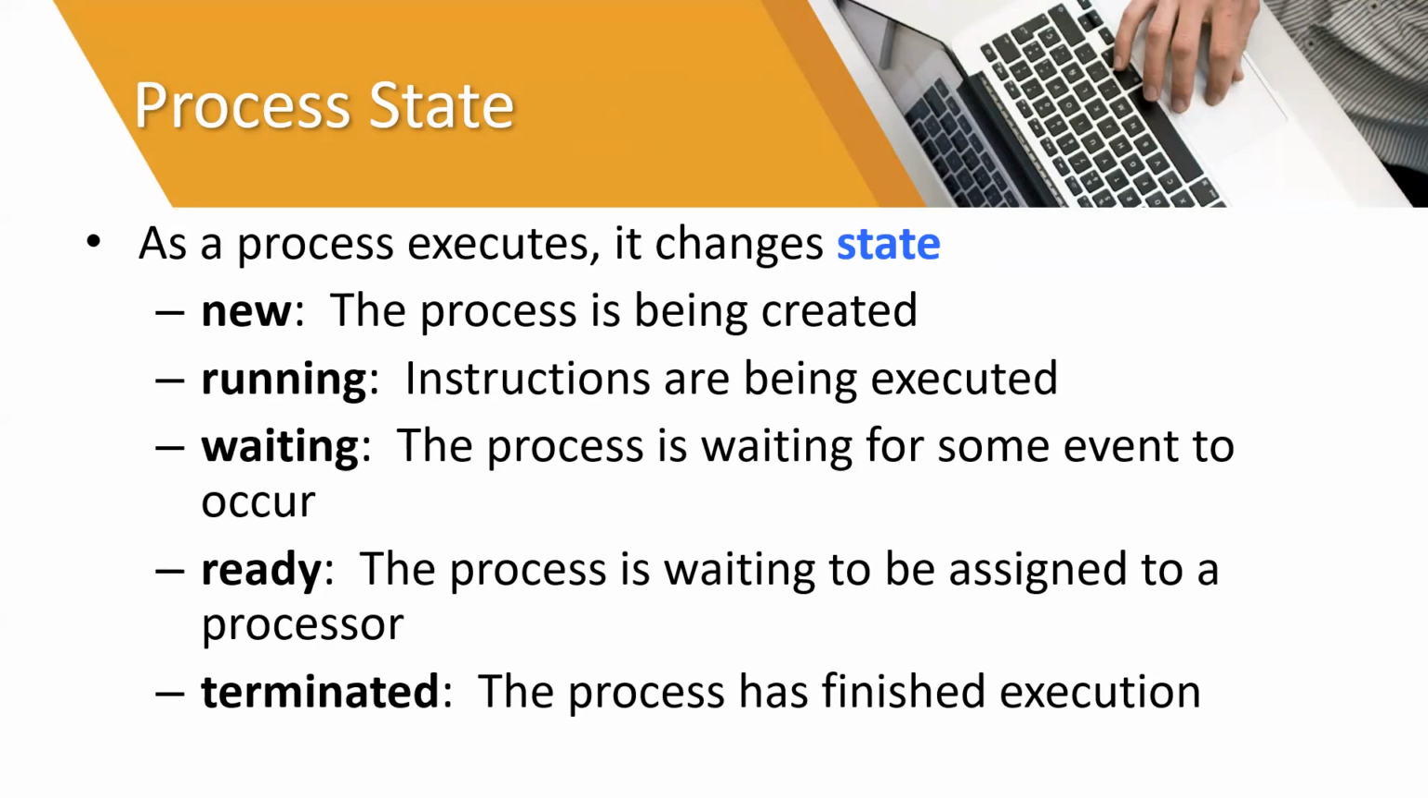Running means the instructions are being executed. The third one is waiting: the process is waiting for some event to occur. The fourth one is ready: the process is waiting to be assigned to a processor. And the final one is terminated: the process has finished execution. So these are the types of process states.